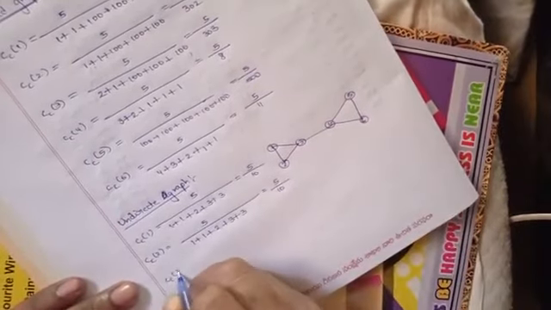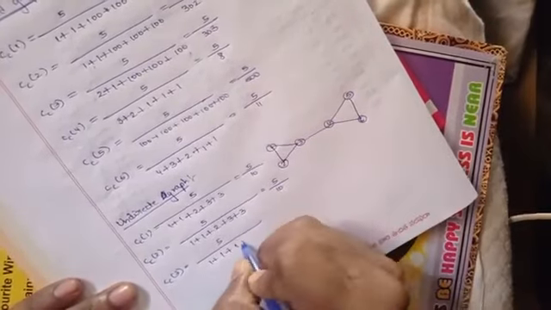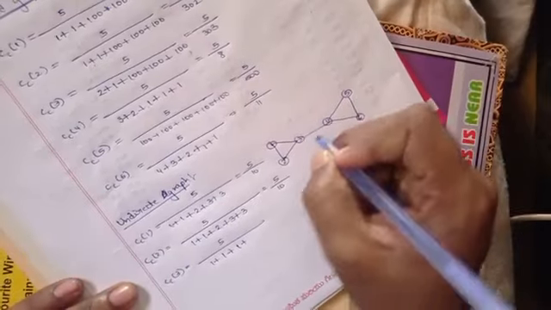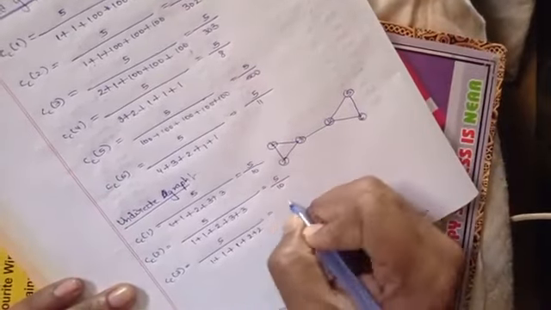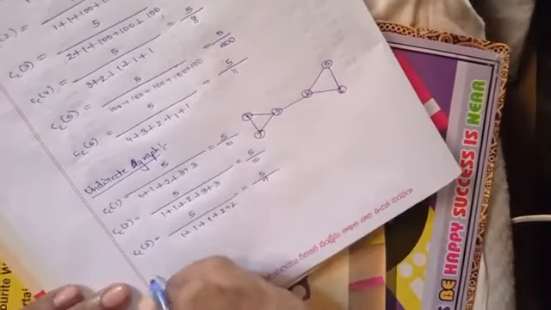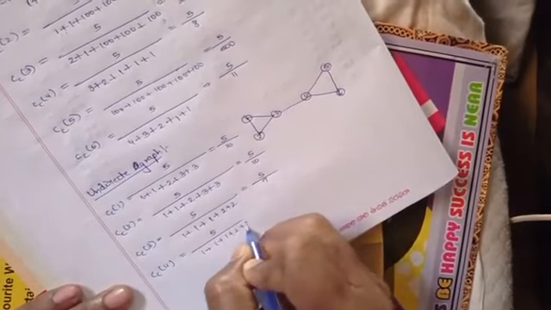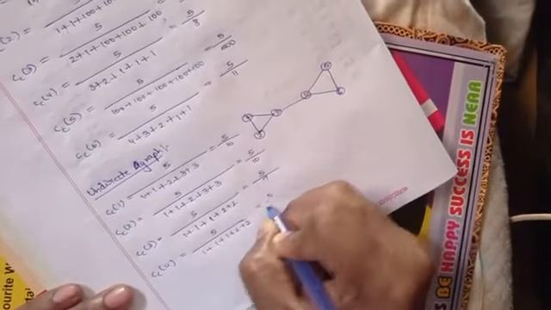For CC of 3 it is 5 by 1 plus 1 plus 1 plus 1 plus, what is there? Next it takes only 2 steps. 2 plus 2, that is 5 by 4, 5, 6, 7. So 5 by 7 required. So CC of 4 is equal to 5 by 1 plus 1 plus 1 plus 2 plus 2. It equals 5 by 7.